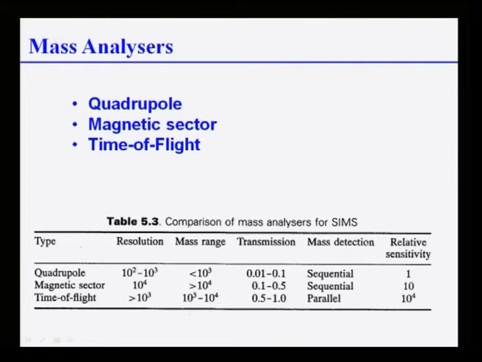As we said, there are different mass analyzers in use, and the idea is to show you how their relative behavior is. If you have a quadrupole mass spectrometer, you have a resolution of 10 to the power 2 to 10 to the power 3, that means 100 to 1000. The mass range which can be detected is less than 1000. Transmission is pretty low in all the cases, but it is lowest in the quadrupole. Mass detection is sequential, one by one.